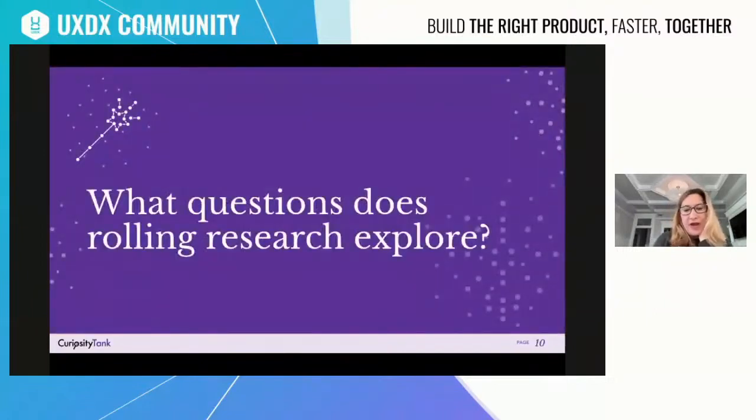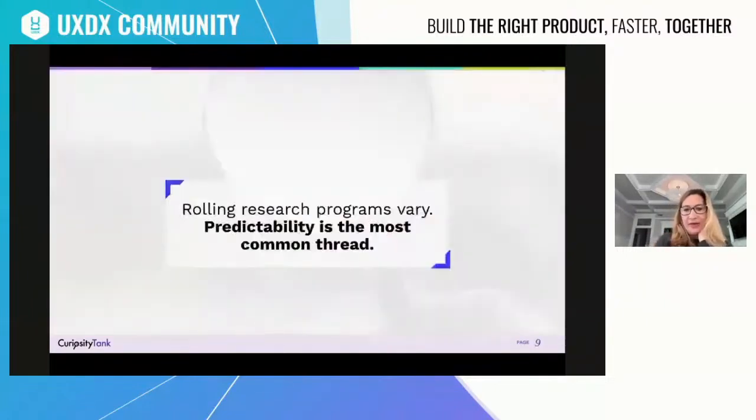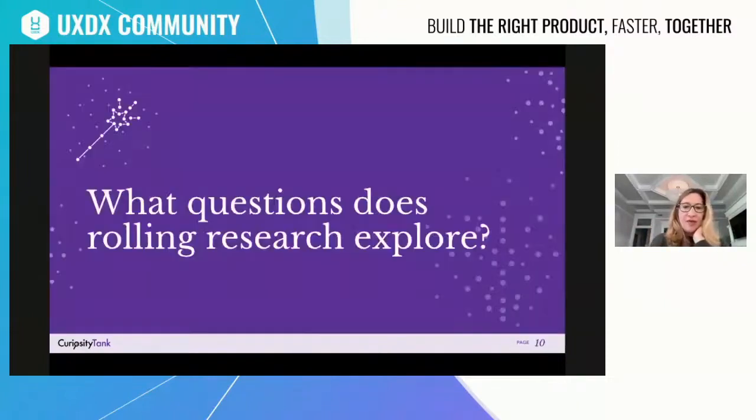The most common thread here, again, is predictability, right? So the program structure, the program cadence, the type of questions rolling research programs can explore, who they explore them with, etc., really vary. But it's the predictability that's the most common thread. So what questions does rolling research explore?